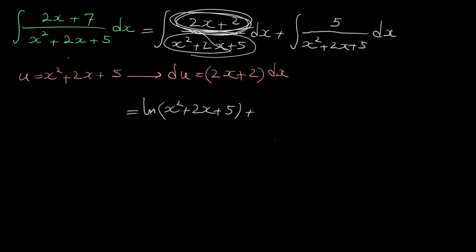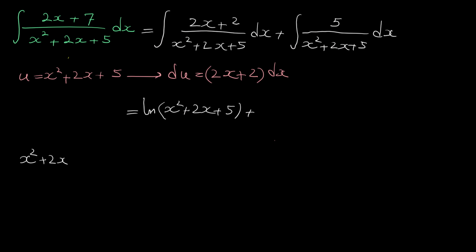But what about the other integral? For that, we don't have the derivative of the denominator in the numerator. For that one, we have to write the expression in the denominator in the complete square form, and then we can find the integral. So first we have to do something with the denominator, x to the 2 plus 2x plus 5.